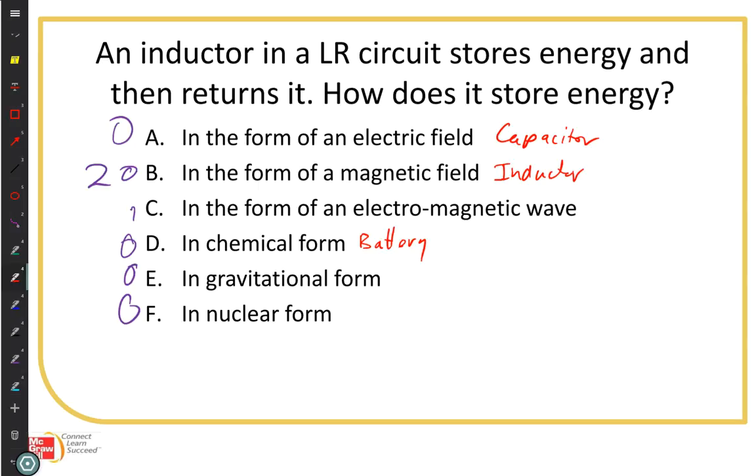Nuclear form. Anyone want to just shoot one out there? Isaac. Nuclear reactors? Yeah, nuclear reactors seem pretty obvious, right? Nuclear reactors are taking the energy stored in a nuclear form. We haven't learned about nuclear science yet, but the nucleus of something like uranium-235 is unstable. It's in a higher potential energy state and it can fall to a lower state.